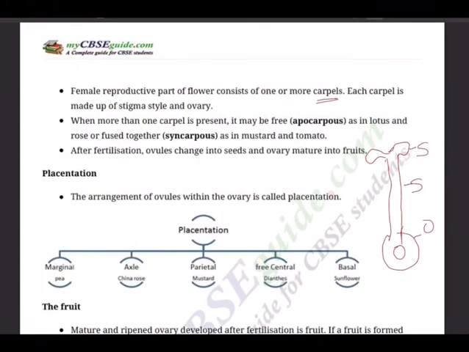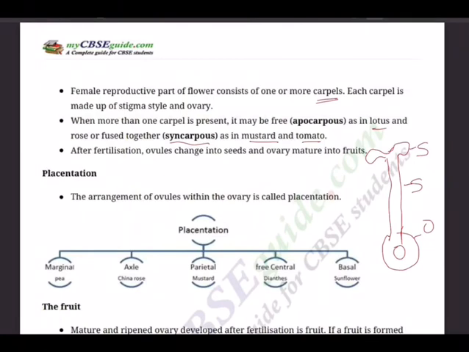And when more than 1 carpel is present, it may be free, apocarpous, as in lotus and rose. Or if many carpels are fused together, then we say syncarpous, as in mustard and tomato.